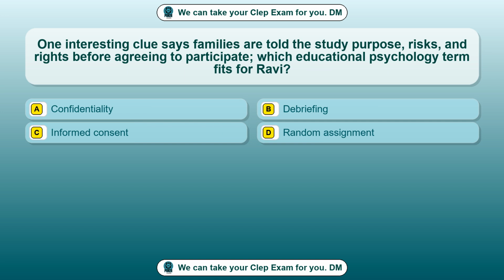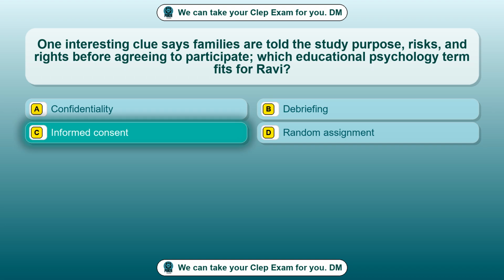Question 100. One interesting clue says families are told the study purpose, risks, and rights before agreeing to participate. Which educational psychology term fits for Ravi? Option A, confidentiality. Option B, debriefing. Option C, informed consent. Option D, random assignment. The correct answer is option C, informed consent.